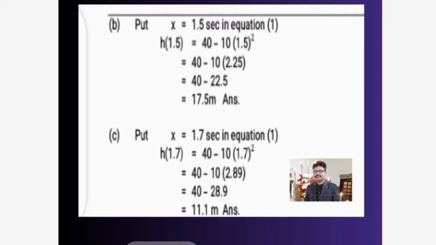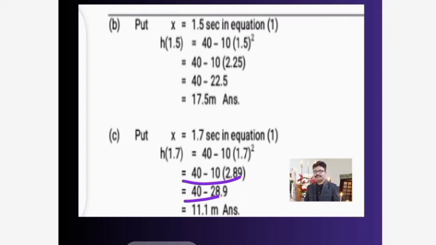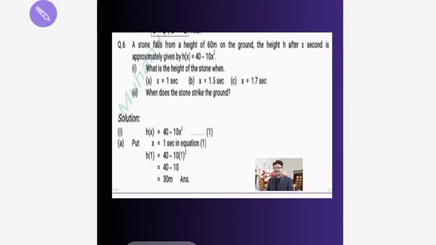Now we have to find the height at x is equal to 1.7, so we'll put x is equal to 1.7, so we'll write 40 minus 10 into 1.7 whole square. Now we have to simplify it. 1.7 whole square, that is 2.89, and we will write 40 minus 10 into 2.89. Now we have to simplify it. 40 minus 10 into 2.89, that is 28.9, so 40 minus 28.9, that is 11.1 meter. So height at x equal to 1.7 second is 11.1 meter.